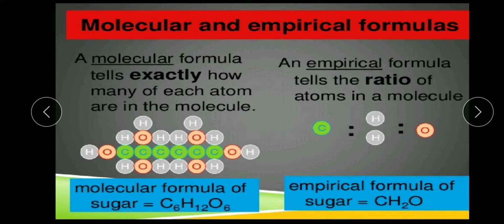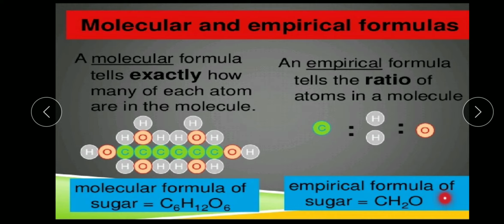Let us see what is the difference between molecular formula and empirical formula. A molecular formula tells exactly how many of each atom are in the molecule. The molecular formula of sugar, or glucose, is C6H12O6. Like that, an empirical formula tells the ratio of atoms in a molecule. The empirical formula of sugar is CH2O.